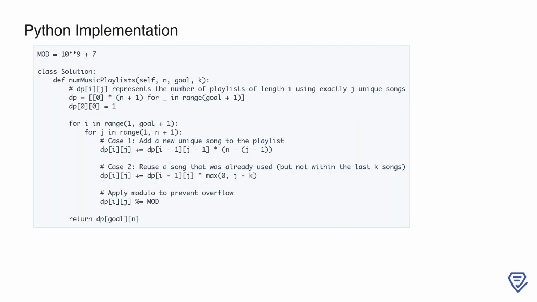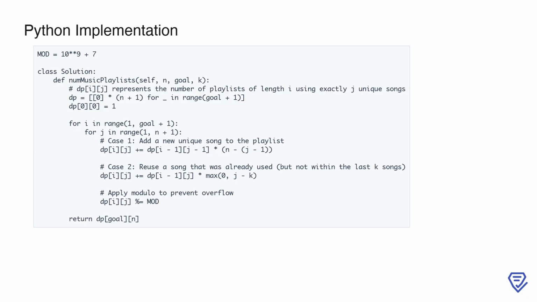This implementation solves the problem of determining the number of valid playlists of length goal using n unique songs under the constraint that no song is repeated within the last k slots. We use dynamic programming to break the problem into smaller subproblems. The dp[i][j] table is defined such that each entry represents the number of playlists of length i that use exactly j unique songs.